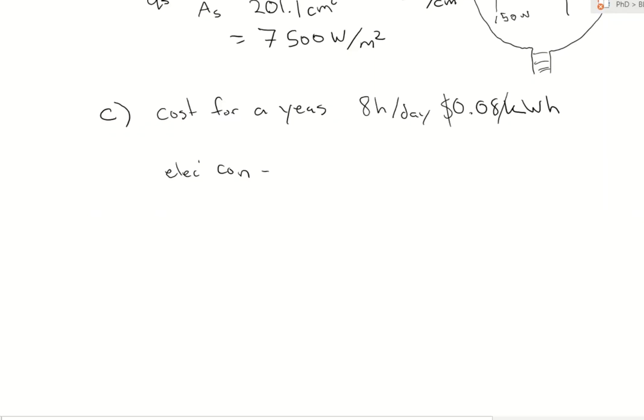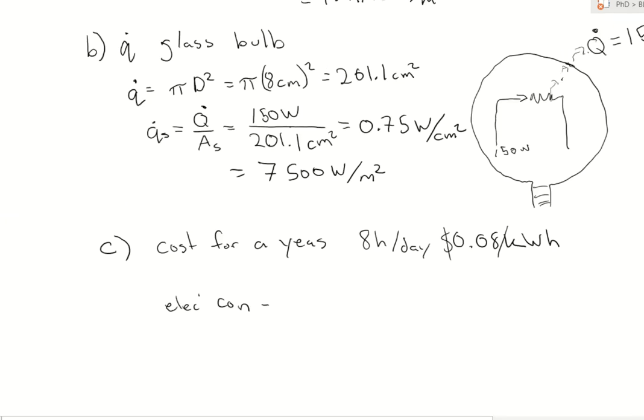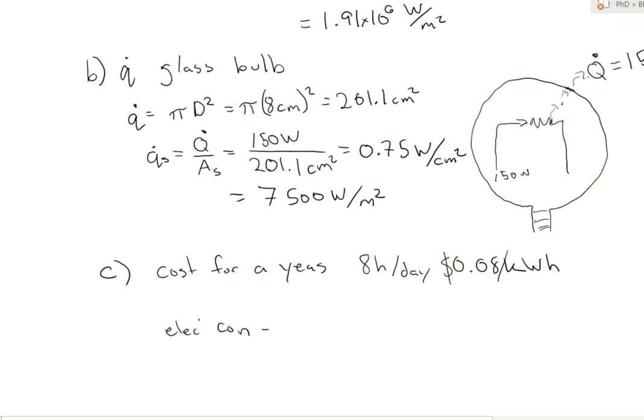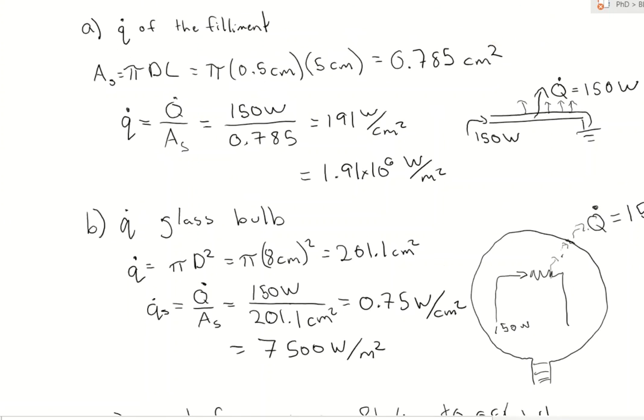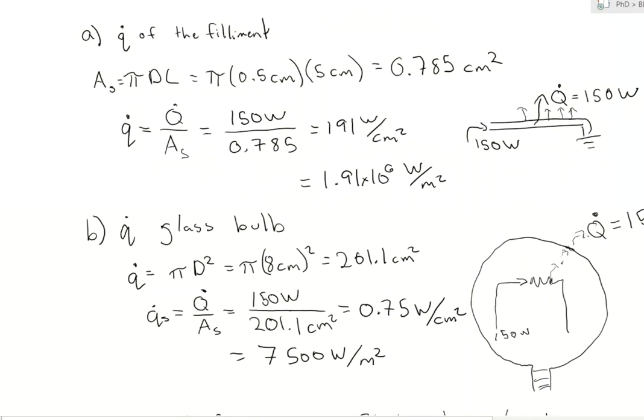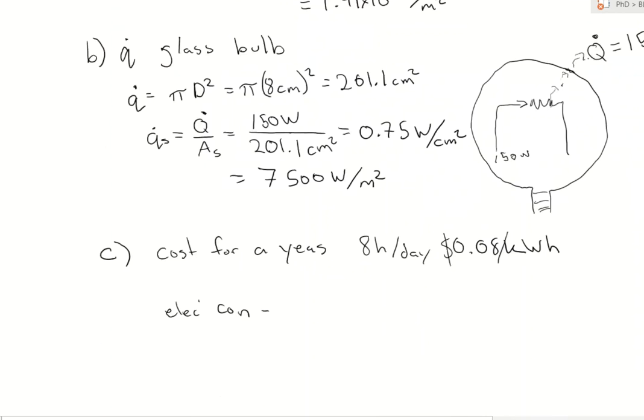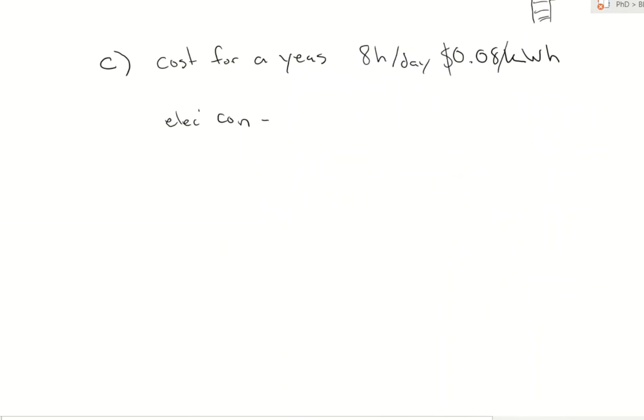So electricity consumption, yes, there was a question in the chat. Sorry, there's something in the chat that it's pi d squared, and there is pi d squared there. Maybe that was an old chat item, but this one shouldn't be pi d squared. This one's pi d l, because this is the circumference times the length of the wire. Okay, continue on.